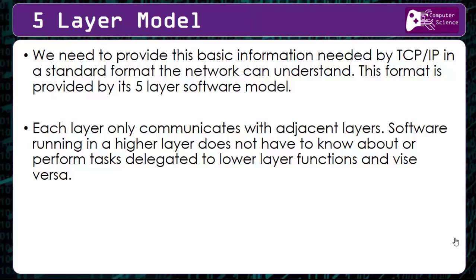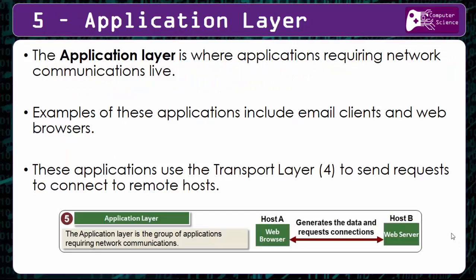Each layer only communicates with its adjacent layer, so the one above or the one below it. The first layer we're going to look at is layer number 5, which is the application layer, and it's where all the applications requiring network communications live. That could be an email client or a web browser, and these applications use the transport layer, which is the one below it, to send requests to connect to remote hosts. So it could be a web server that you're trying to download a web page from.